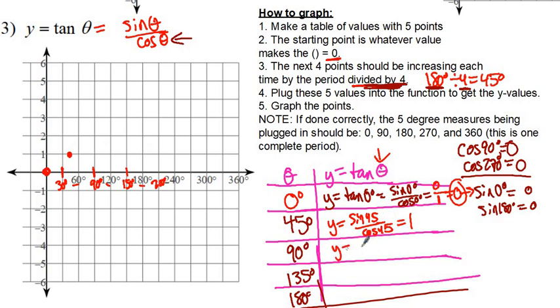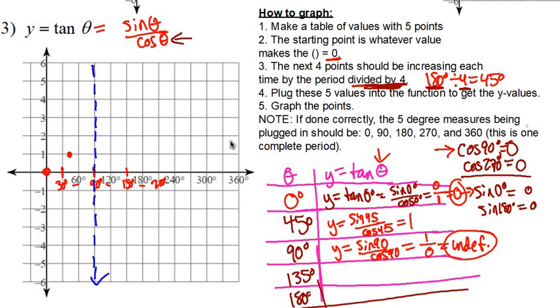Tangent of 90 is sine 90 over cosine 90. Now here's where we run into a problem. Cosine of 90 we said is 0, and sine of 90 is 1. So 1 divided by 0, that means it's undefined. What does the graph look like at undefined? It basically has what's called a vertical asymptote. And I'll draw that in blue so you can see it a little bit clearer. Vertical asymptote means when you're dividing a function by 0, it can't do that.